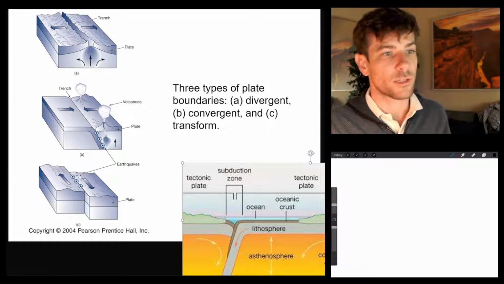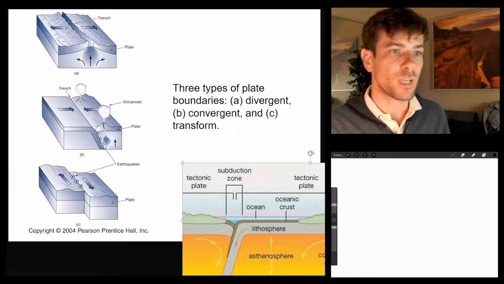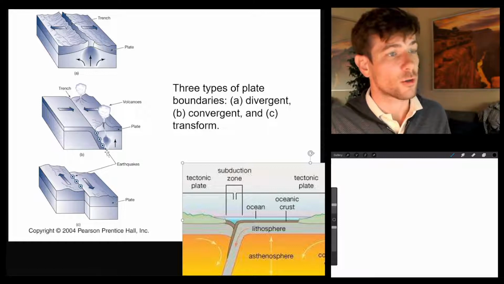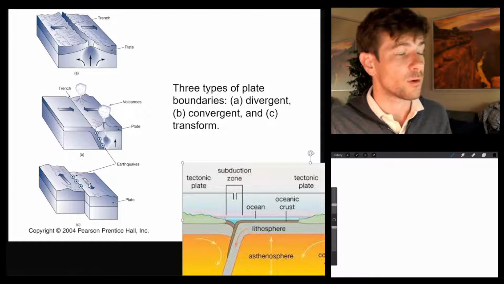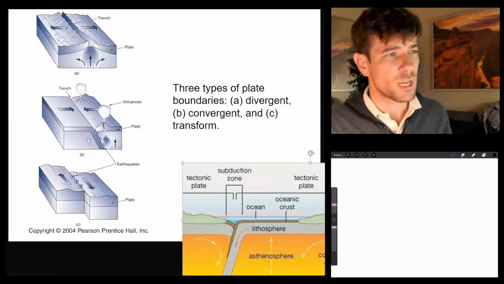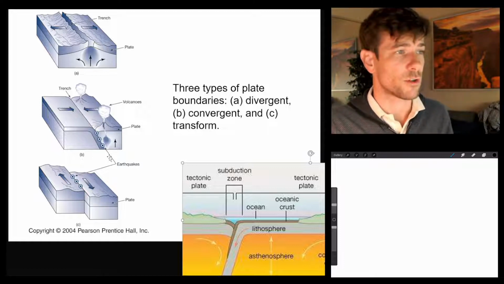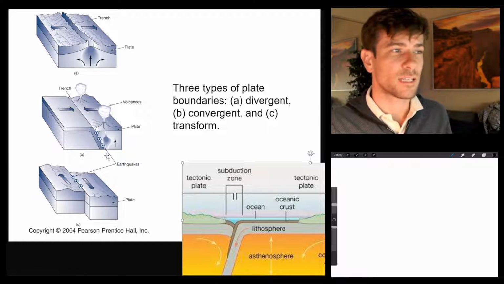But the third type, again, is transform, where the plates are just sliding by one another. You can see in both of these, the convergent boundary and the transform boundary here, they're pointing out that there's many earthquakes, and that's true. Obviously, we have lots of earthquakes here in Southern California, originating from the San Andreas Fault system, and near convergent boundaries, subduction zones, there's lots and lots of earthquakes that are produced as this downgoing slab is exposed to increasing temperature and pressure on its way down.